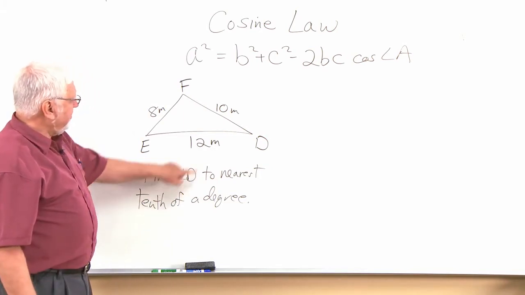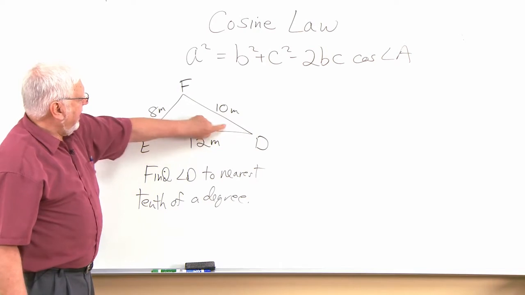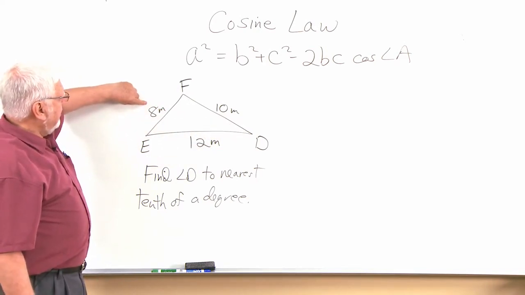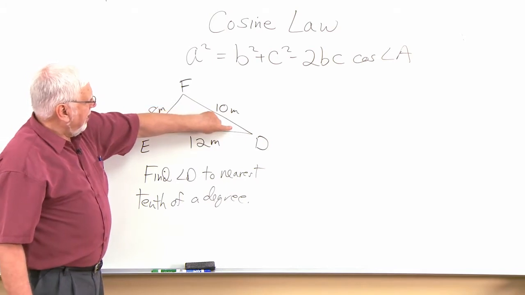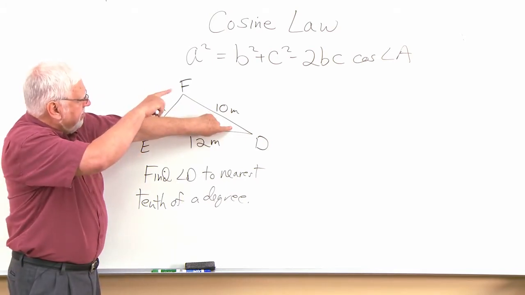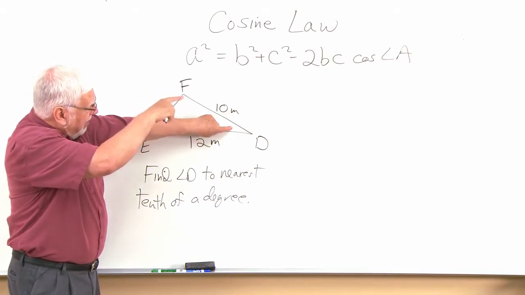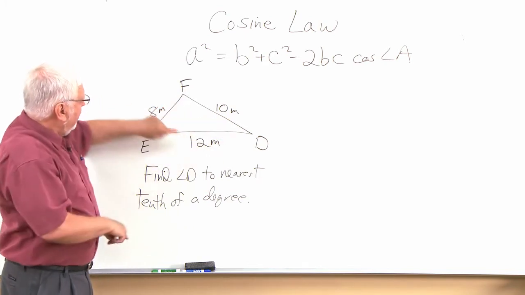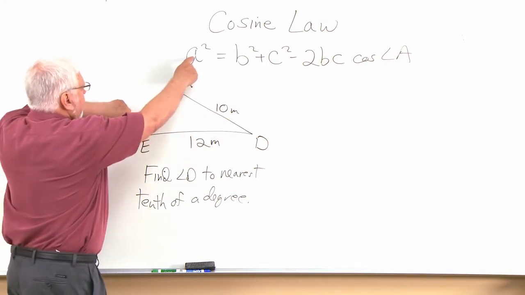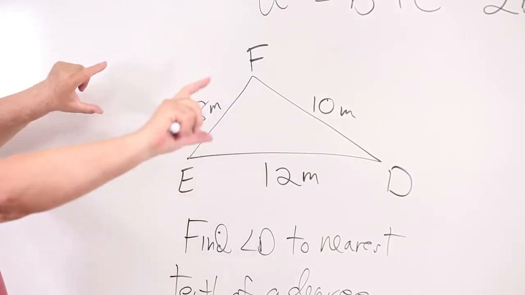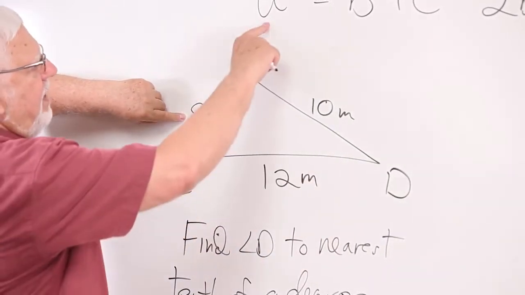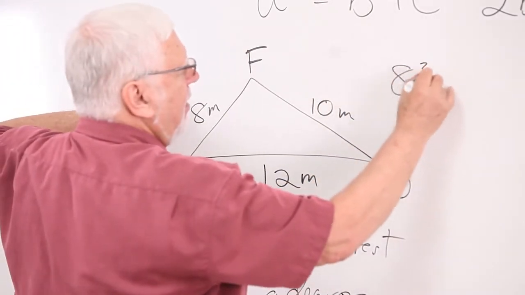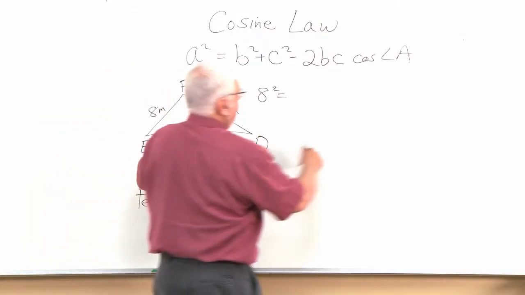So if we want angle D, then our A has to be right over here. And so the A would be the 8. The angle A in the formula would be D, and the side A here would be our 8. So once we match those up, you don't have to worry. I like to do it right away. So I'm going to put the 8 here, and the D down here.